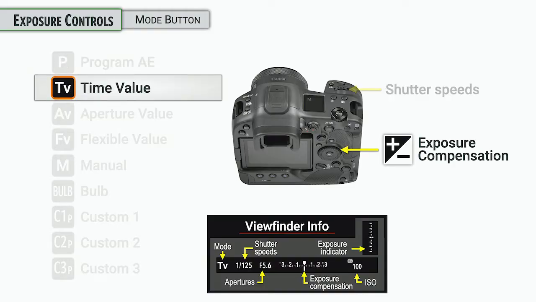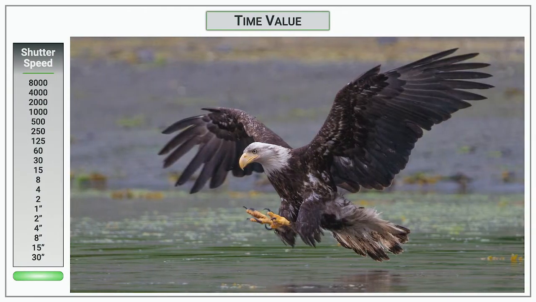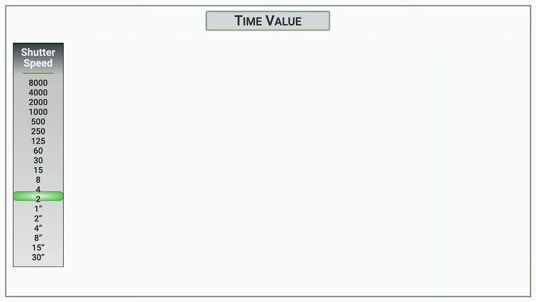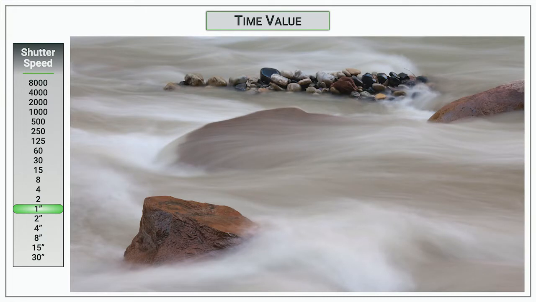Next up, let's talk about time value. So clearly here, time is the more important value. This is what you get to set by selecting shutter speeds with the main dial of the camera. This would be good if you know that you have fast action and you want a fast shutter speed, like 1,000th of a second, to stop the motion of a subject. You could throw it in time value. The camera is going to work by changing the aperture to give you the correct exposure. You want a longer shutter speed, you can do that.